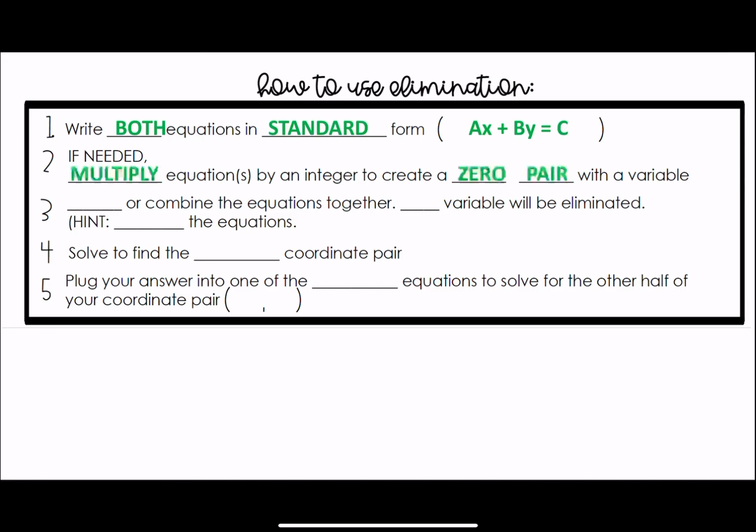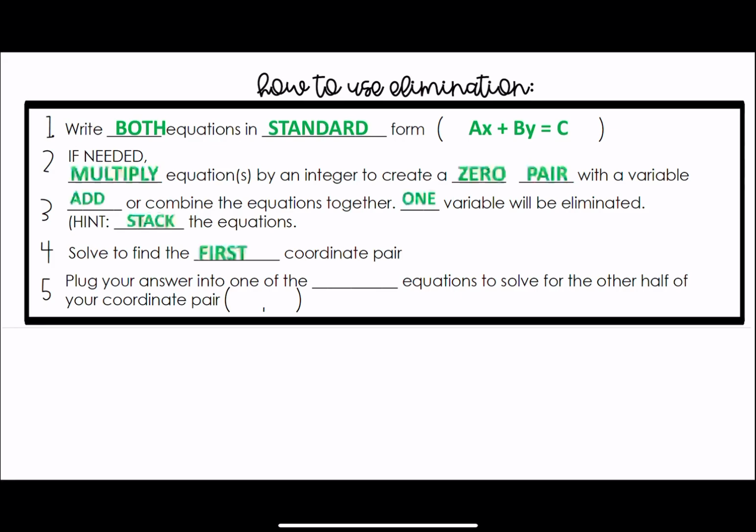You're ready. Then you are going to either add or combine the equations together. One of these variables will be eliminated. And hint, you want to stack the equations. That's how I'm going to show you how to work it today. You want to solve to find the first coordinate. And just like in substitution, this last step is going to be the same.